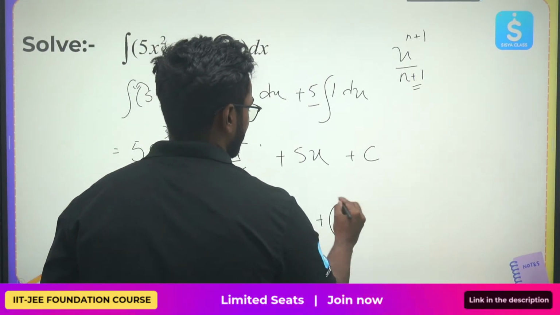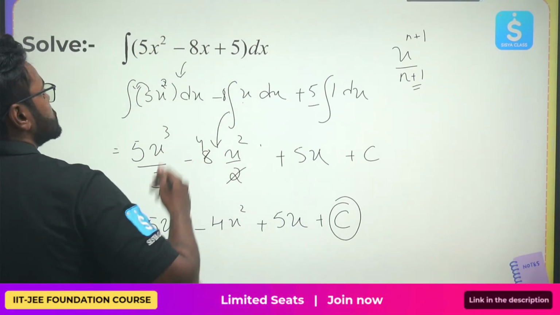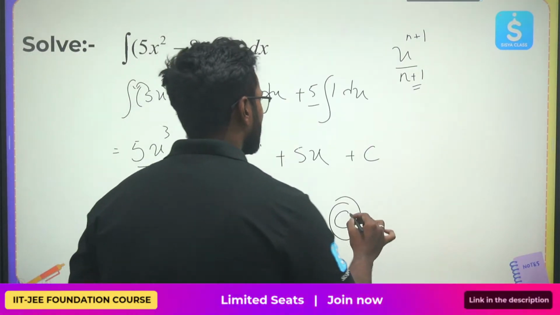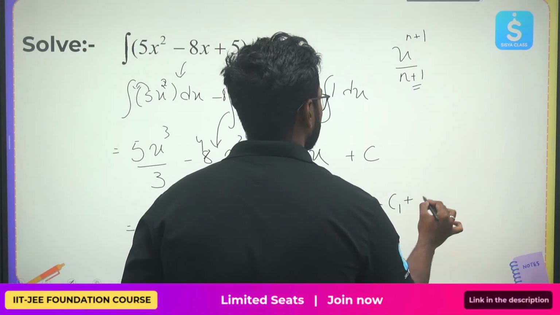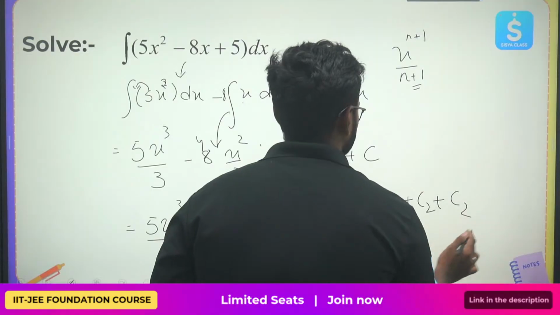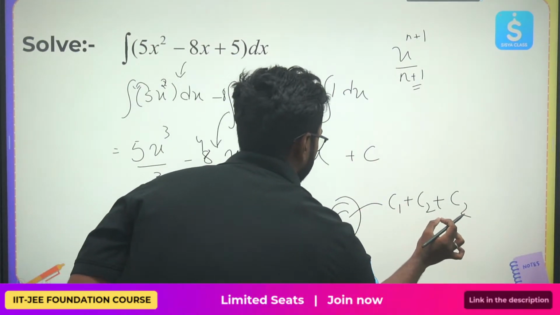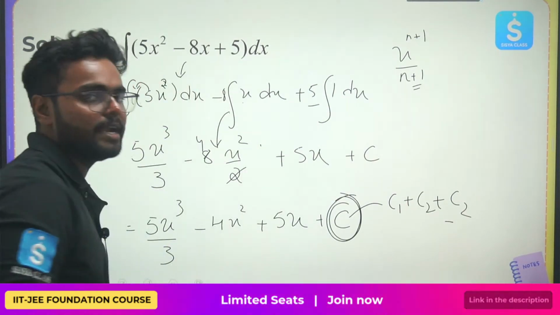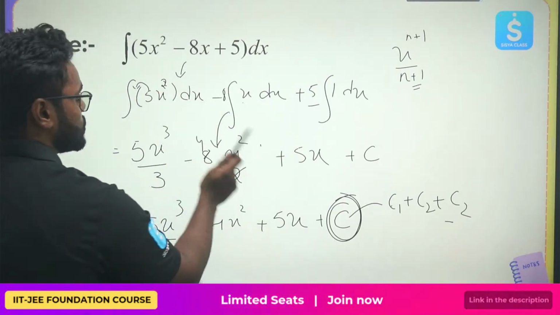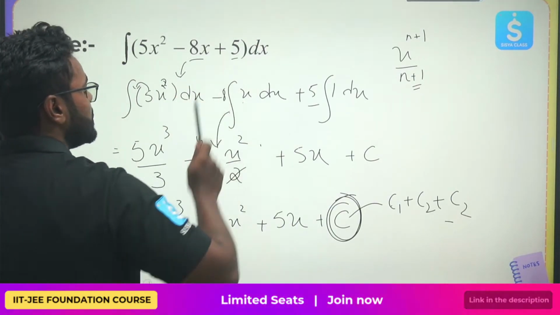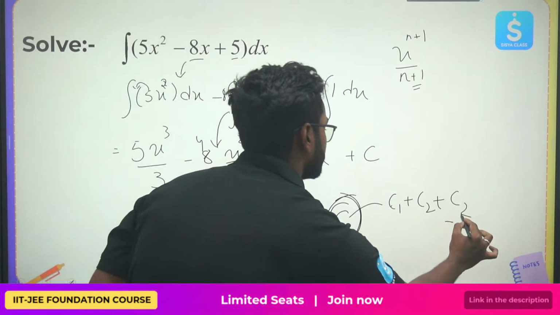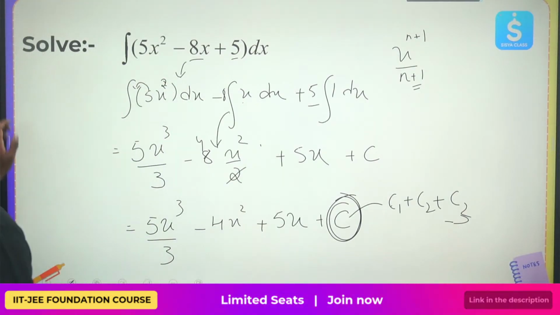Now you would be asking, why am I using only one constant? I'm integrating three terms, right? 5x square, 8x and 5. Let me tell you, this should be a sum of all the constants. Right? This is a sum of the constants, which is a constant itself. The C1 belongs to 5x square, the C2 belongs to 8x and C3 belongs to 5. Okay? Great.